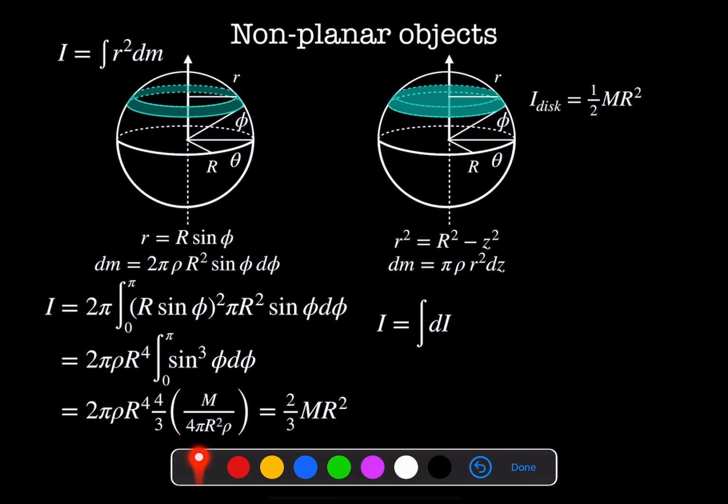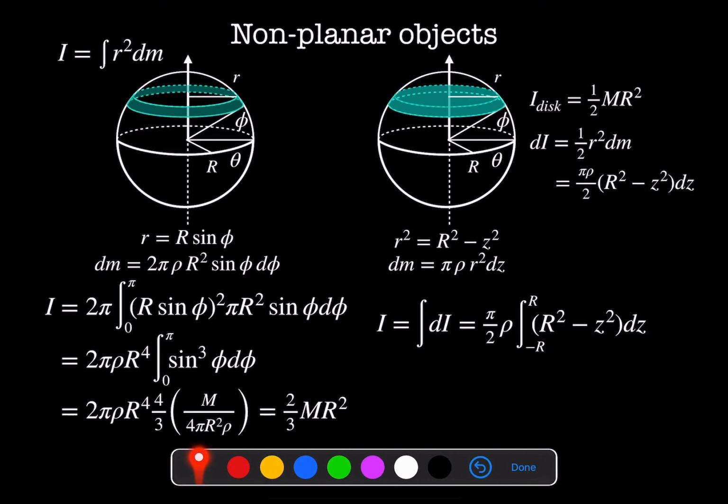So the moment of inertia for a disk is just 1/2 mr squared. The moment of inertia for this infinitesimal disk dI is equal to 1/2 r squared dm, which is equal to pi over 2 times rho times (R squared minus z squared) squared dz. And now we can integrate this. So this is pi over 2 rho times the integral from minus R to R of (R squared minus z squared) squared dz. And this gives us 8/15 pi R to the 5th times rho.